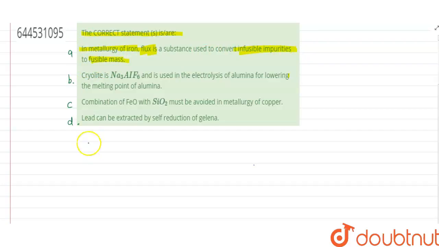Okay, so this is a correct statement here because if we look at the metallurgy of iron, what happens? Limestone is added in it. Limestone acts as a basic flux here, and this removes the impurities by changing it to a fusible mass, and that mass is called the slag. So in the form of slag we can remove the impurities. Okay, now this statement is correct.